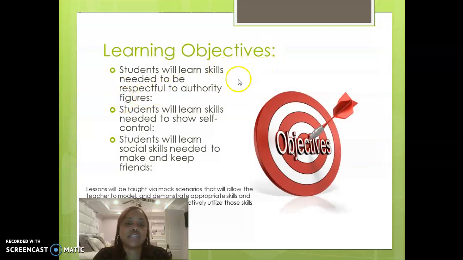Again, our learning objectives are: students will learn skills needed to be respectful to authority figures. Students will learn skills needed to show self-control. Students will learn skills needed to make and keep friends. Lessons will be taught via mock scenarios that would allow the teacher to model and demonstrate appropriate skills and the students to role play how to effectively utilize those skills to meet the learning objectives.